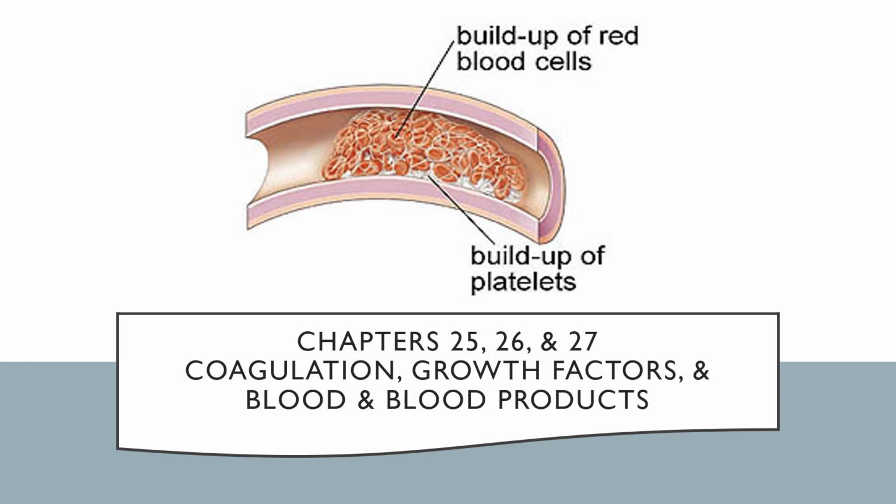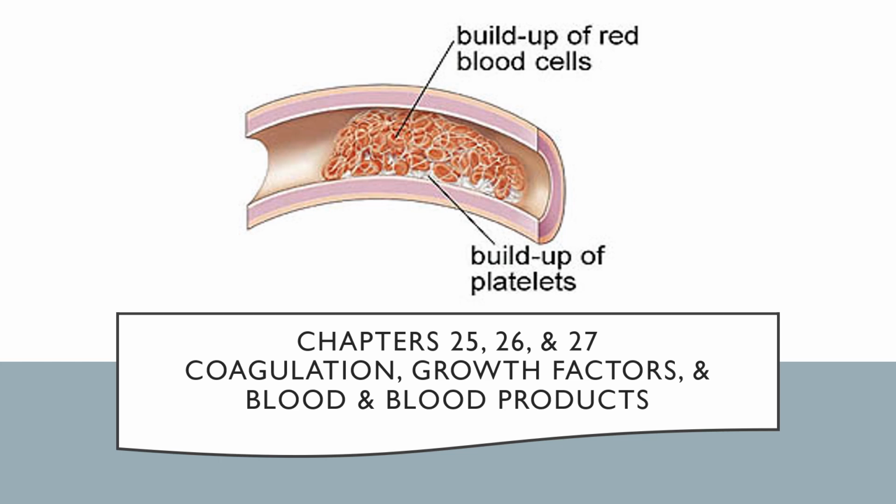Unfortunately, sometimes this system will lead to overclotting, where you will form clots when you don't need one, such as in a deep vein thrombosis in your leg. That can then break off, or part of it can break off, and travel to your lungs and form a pulmonary embolus.